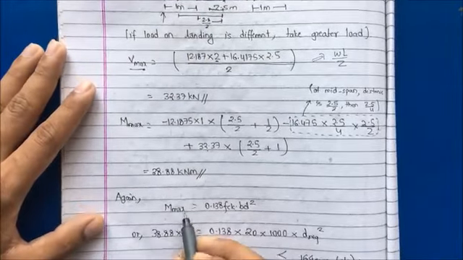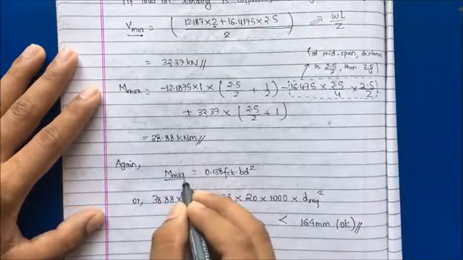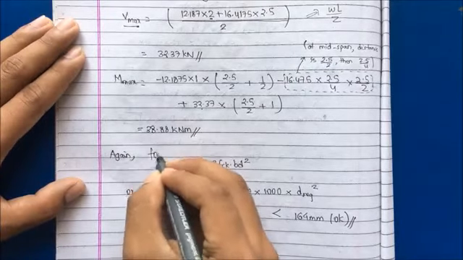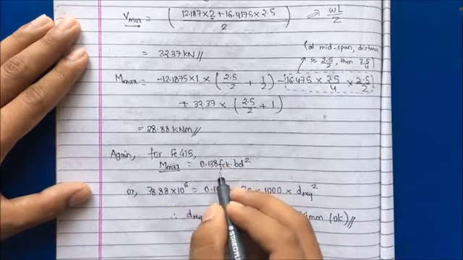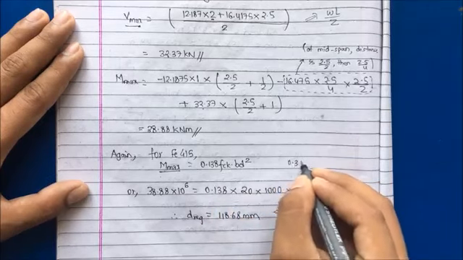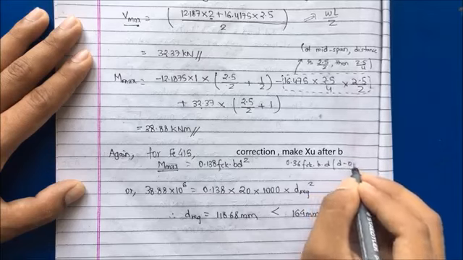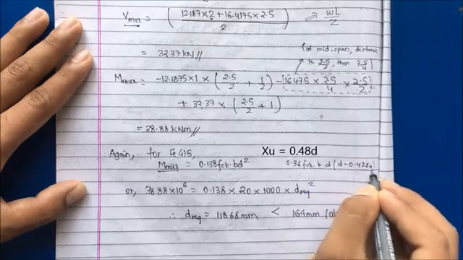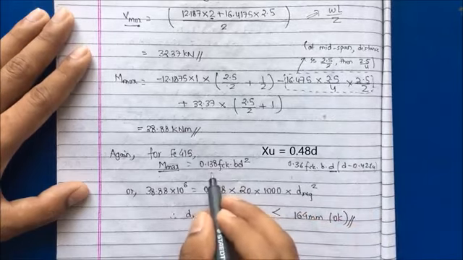Now for the maximum moment, we have to check whether the depth is sufficient to resist this maximum moment. Now for Fe415, that is Tor steel, we have maximum moment is equal to 0.138 fck b d square. Okay, this is converted from 0.36 fck b into d minus 0.42 xu. You have to substitute the value of xu for Fe415 in terms of d and you get this equation.